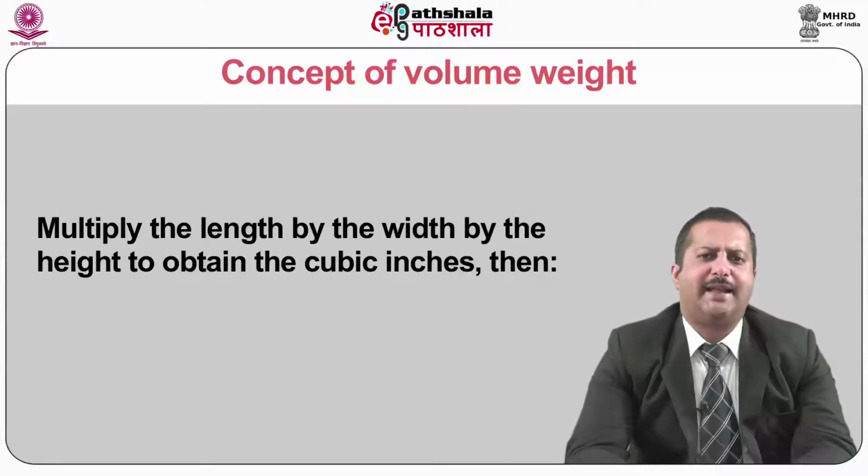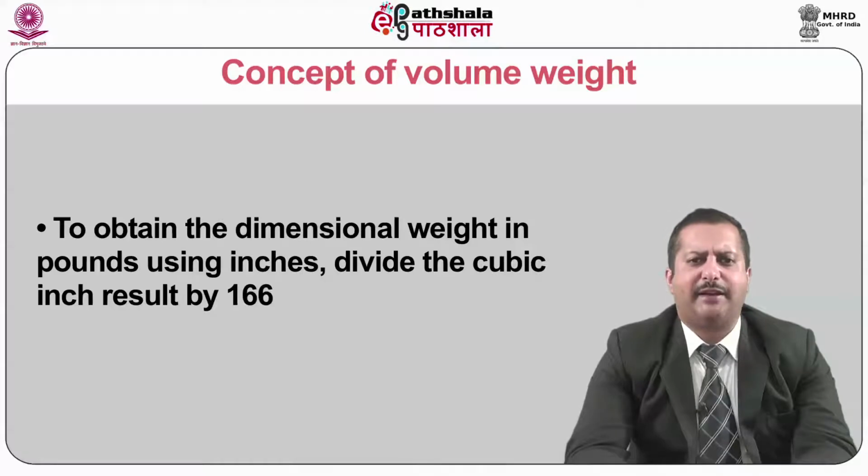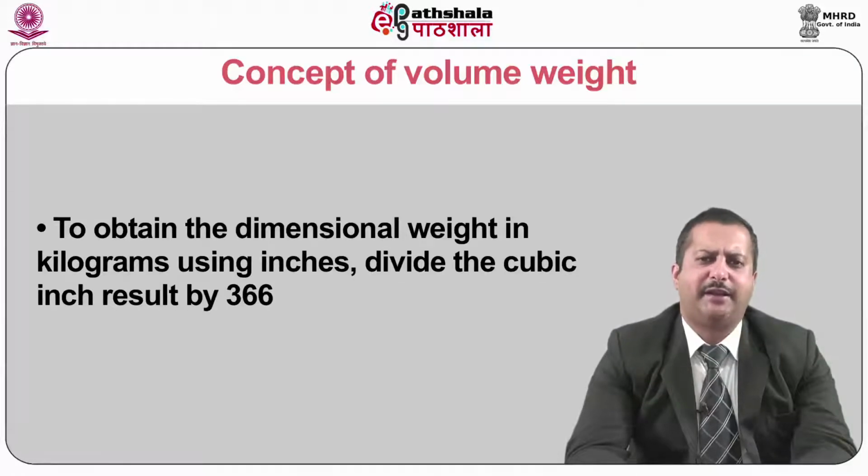So, multiply the length by the width by the height to obtain the cubic inches. Then, to obtain the dimensional weight in pounds using inches, divide the cubic inch result by 166. To obtain the dimensional weight in kilograms using inches, divide the cubic inch result by 366. Using dimensions in centimeters, to obtain the dimensional weight in kilograms, divide the cubic centimeter result by 6000.